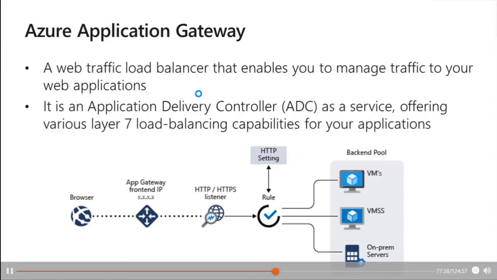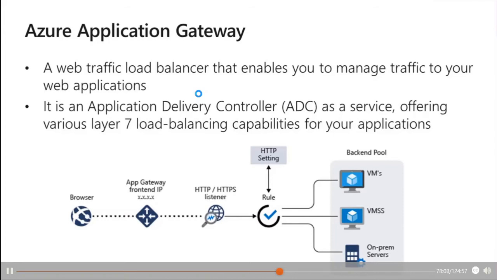And what we have, as you can see here in the picture, is my browser in the client. I go to the application gateway front-end IP address, and I will have an HTTP, HTTPS listener. Then, based on a set of rules, it will forward you to a backend pool. That backend pool can be virtual machines on an Azure virtual network, can be also a virtual machine scale set, or can even be on-prem servers.